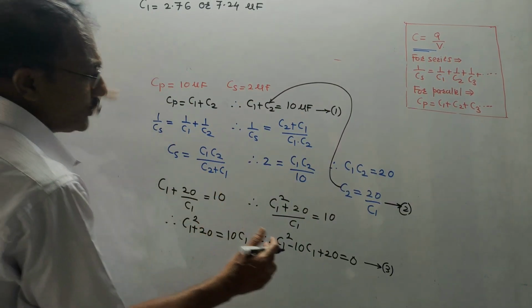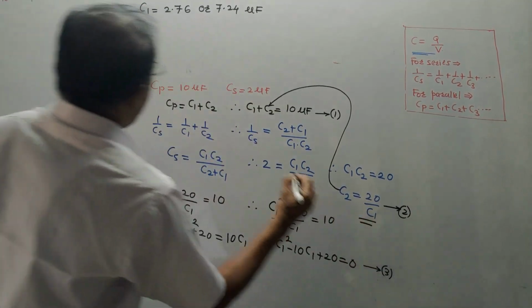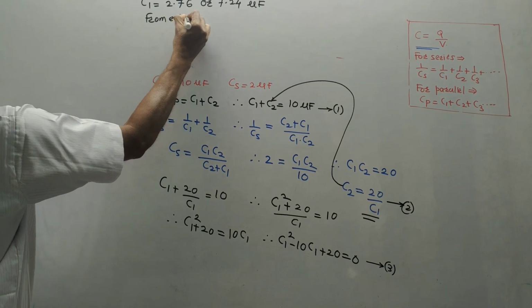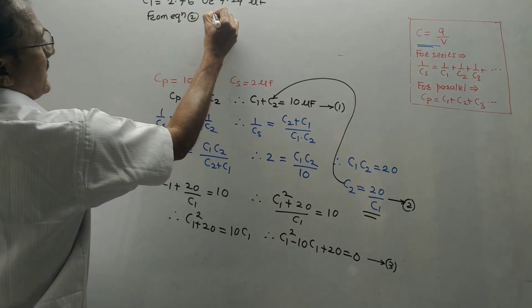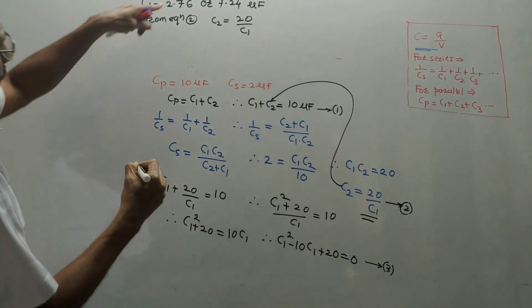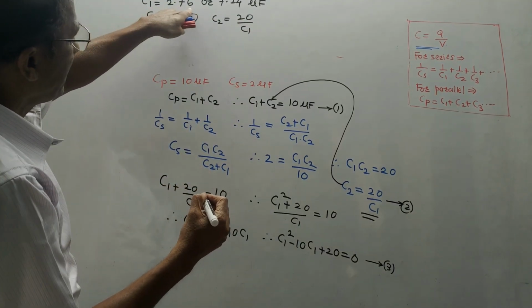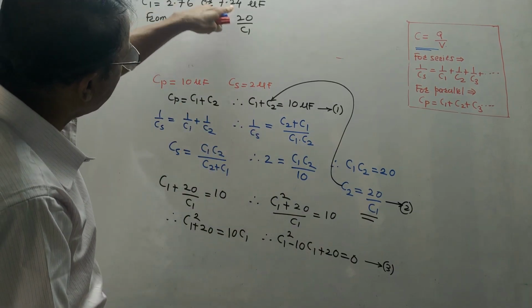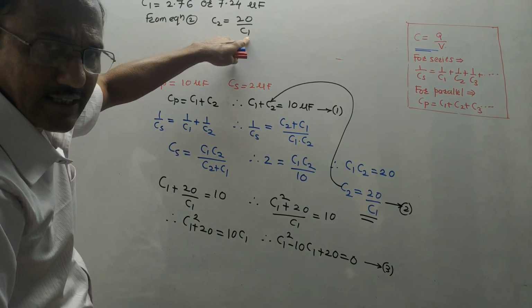Now, how to calculate C2? We have equation 2. So, make use of equation 2. From equation 2, we have C2 is equals to 20 upon C1. So first put C1 is equals to 2.76. Do the calculation, you will get one answer. Then put C1 is equals to 7.24. You will get another answer.